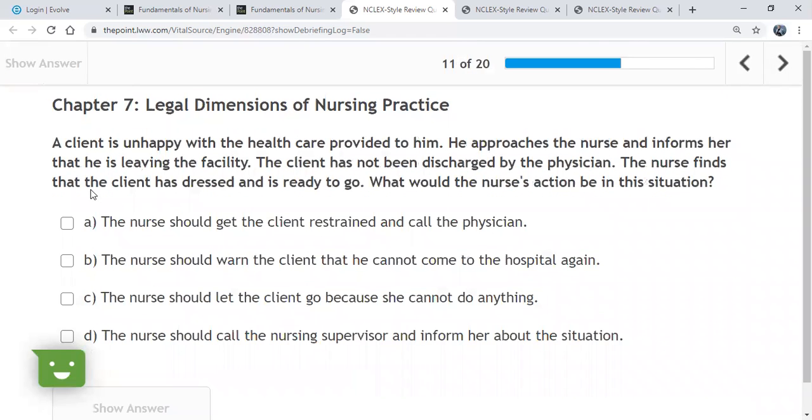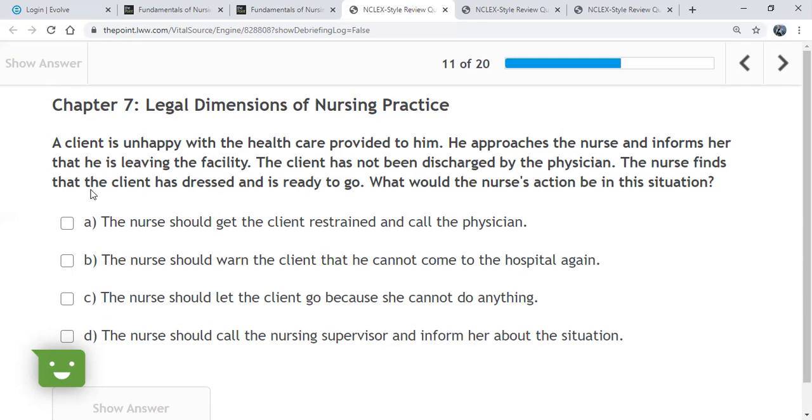A client is unhappy with the health care provider. He approaches the nurse and informs her he's leaving the facility. The client has not been discharged by the physician. The nurse finds that the client has dressed and is ready to go. What would the nurse's action be in this situation? All right, how about 1? Can we do that? No. When can we do 1? I'll say D, call the supervisor. When can we do one?